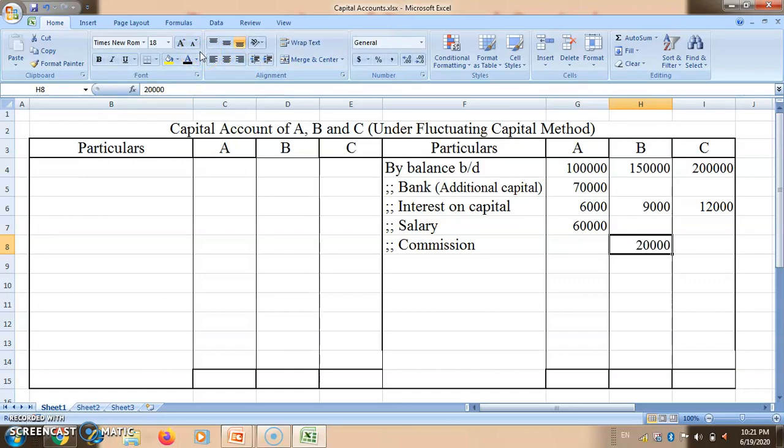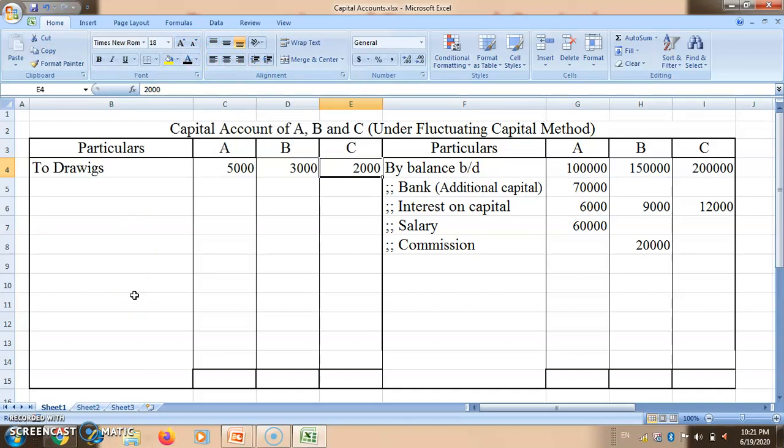Then the next sentence says that they withdrew. A withdrew 5,000, B withdrew 3,000 and C withdrew 2,000. That decreases the capital, so it will be debited. So on the debit side we can write "To drawings". How much? For A, 5,000. For B, 3,000. And for C, 2,000. So that's all. Simple things.